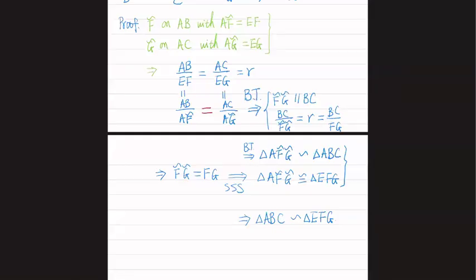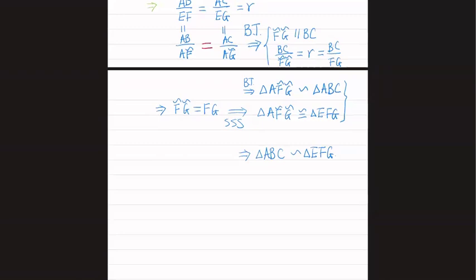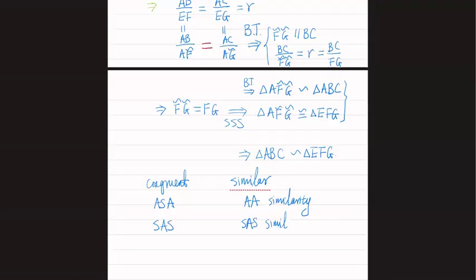Okay, so now we have two sets of theorems. One set for congruent triangles. One set for similar triangles. Congruent, we have ASA corresponding to AA similarity. SAS corresponds to SAS similarity. We have SSS, SSS similarity.